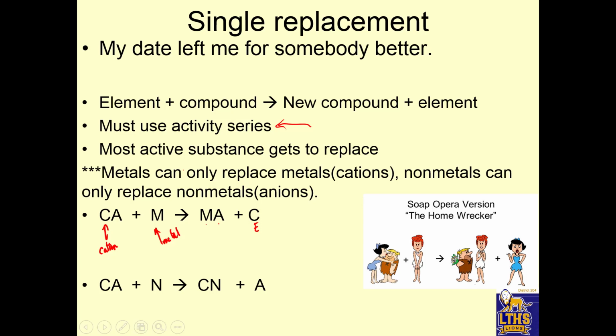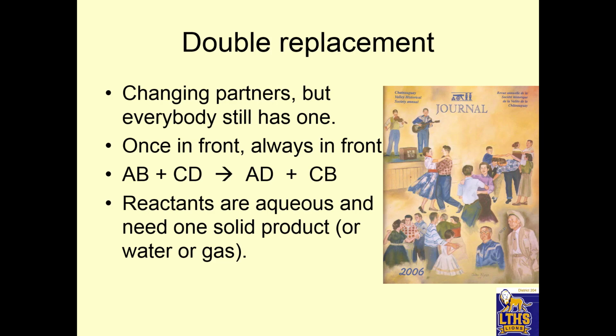Turns into an element. Here is a non-metal. So what it's going to do is try to replace the anion part. And look, anion gets kicked out, and non-metal ends up as the second part of the compound. Okay, so you have a compound and an element in a single replacement.